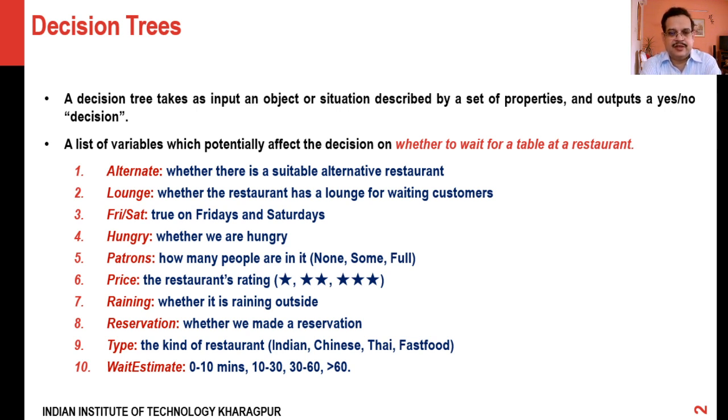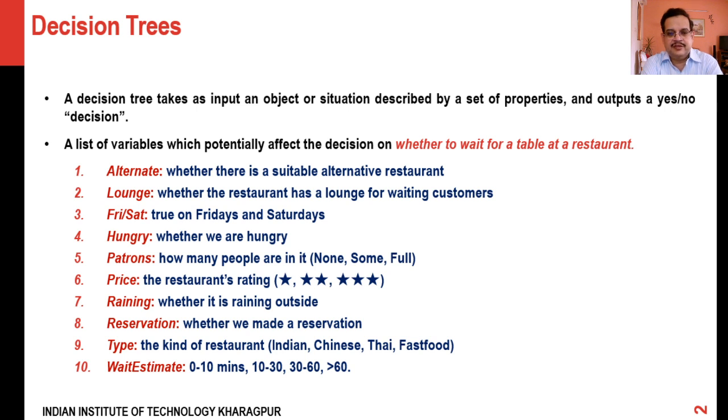Price, of course, is another very important thing. Depending on the price rating, a single star means it's a budget restaurant, double star is average, and triple star is a high-end restaurant. So depending again on the star rating of the restaurant, that is the price value, you may or may not decide to wait. The seventh criterion is whether it is raining outside.